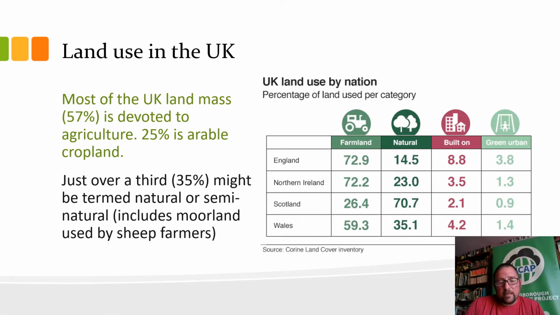So let's come back to the land and let's look at the UK. The UK is made up of 4 nations, each of which has very different land uses. Look at farmland in the 4 nations. We've got England and Northern Ireland at 72%, but Scotland at only 26%. As a whole, most of the UK land mass is actually devoted to agriculture, being 57%. 25%, a quarter of all land mass, is arable cropland. Just over a third, 35%, might be termed natural or semi-natural, but that does also include some farmland where farmers graze their sheep.